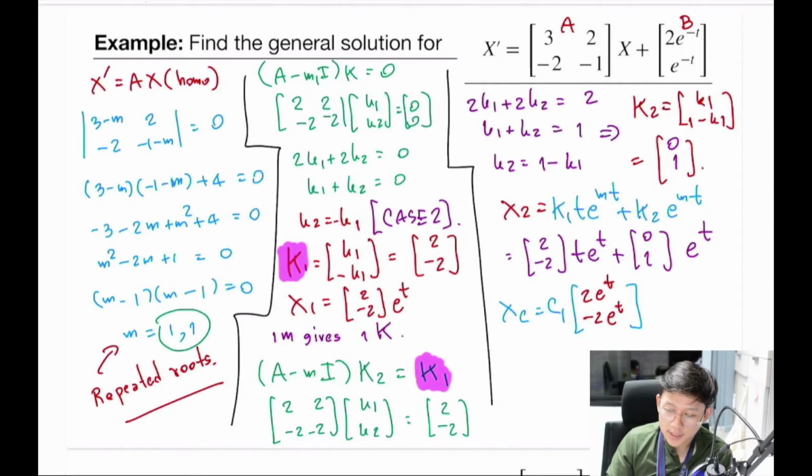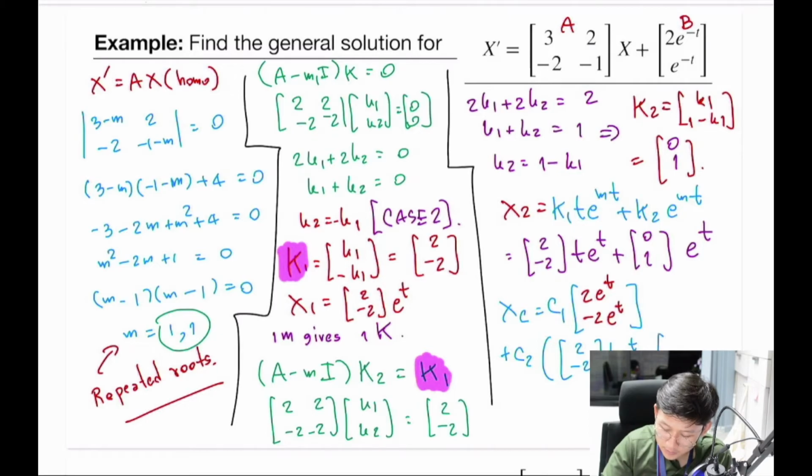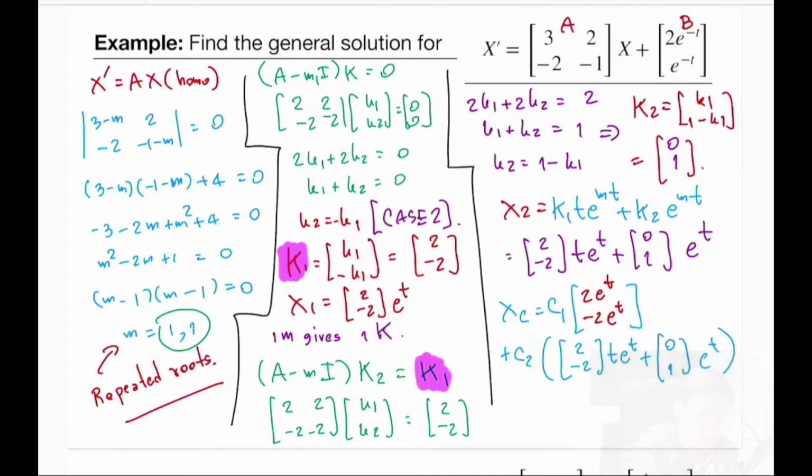Good. And then plus c2 times x2. What is x2? x2 would be (2t e^t, (1 - 2t) e^t), that is, 2t e^t plus 0, 1, e to the t. Okay, from here, this is x2. I'll put it here. Is that good?